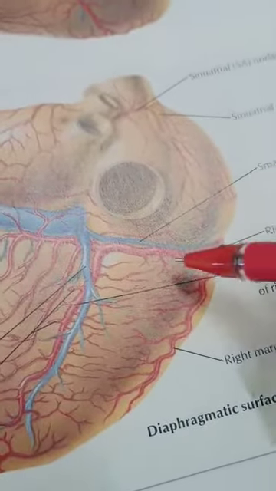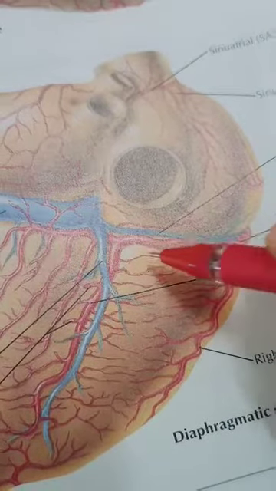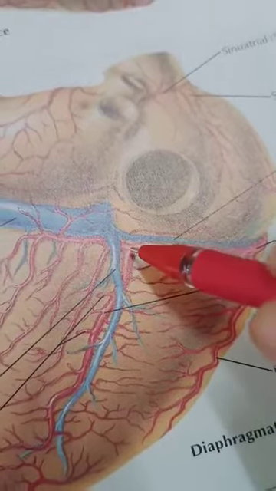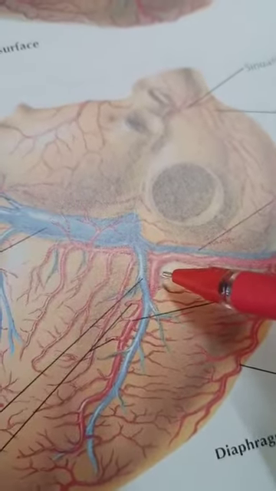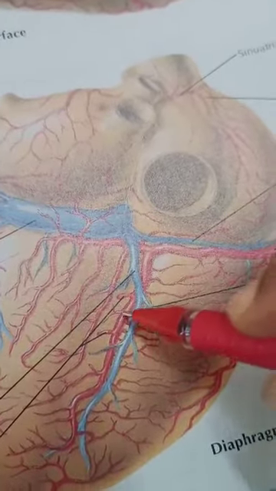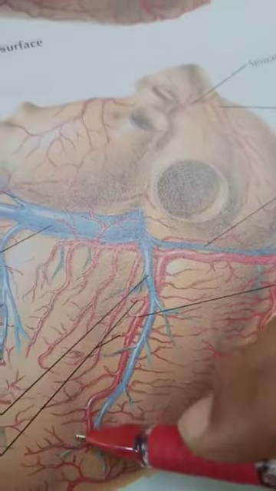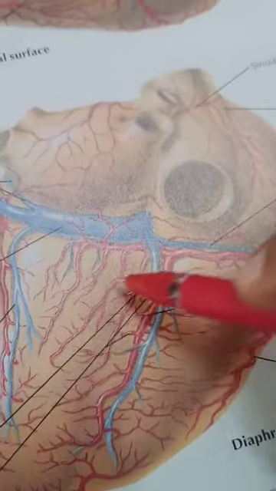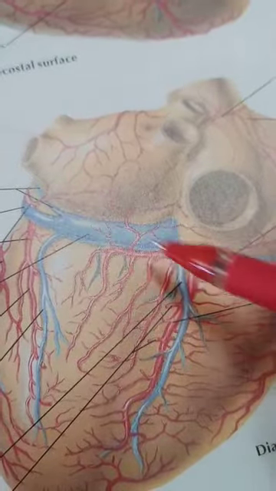Then posteriorly, when it reaches the diaphragmatic surface, this is our right marginal artery, and when it reaches the posterior surface, it again gives ventricular branches and also atrial branches, and when it reaches the interventricular sulcus, it gives the posterior interventricular branch, one of the main branches, the posterior interventricular artery. It again gives branches for the ventricles, then ends by anastomosis with the left coronary artery.